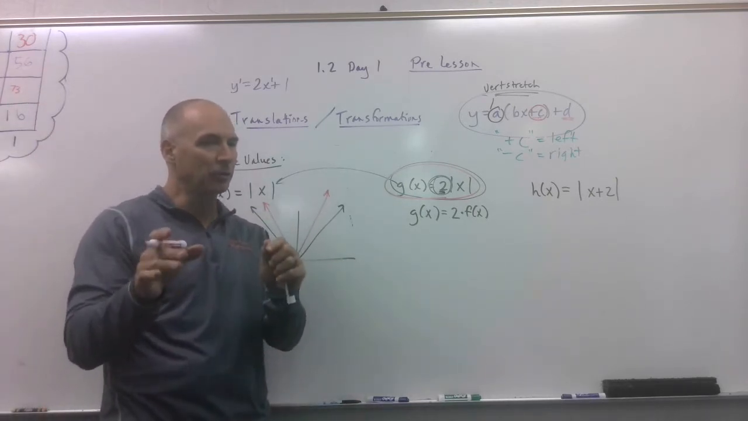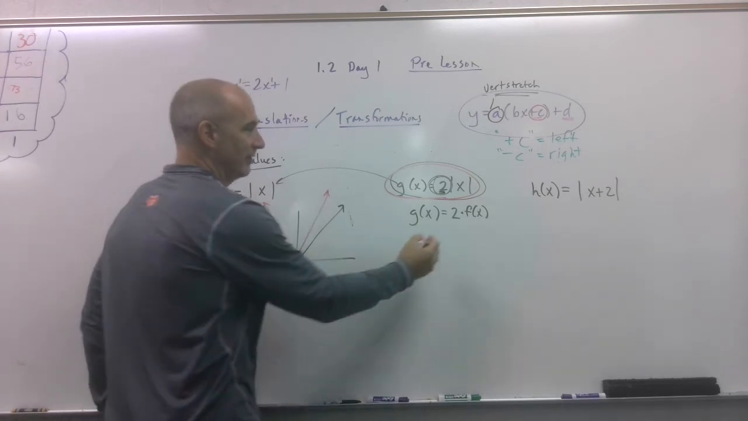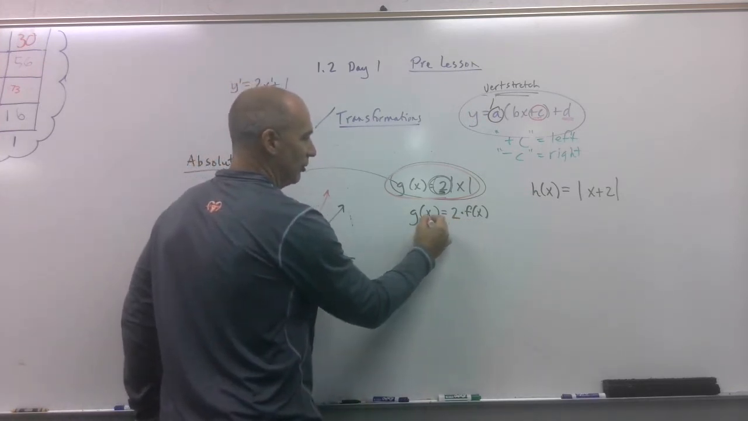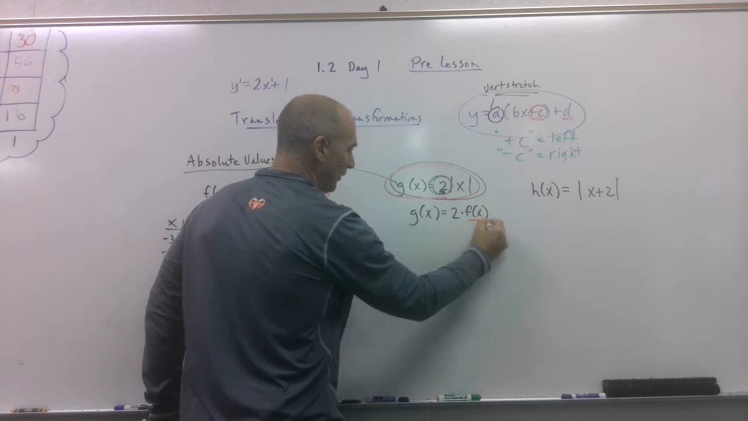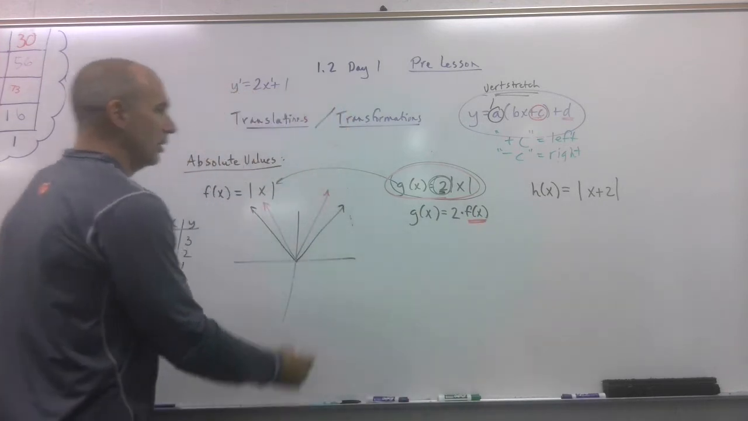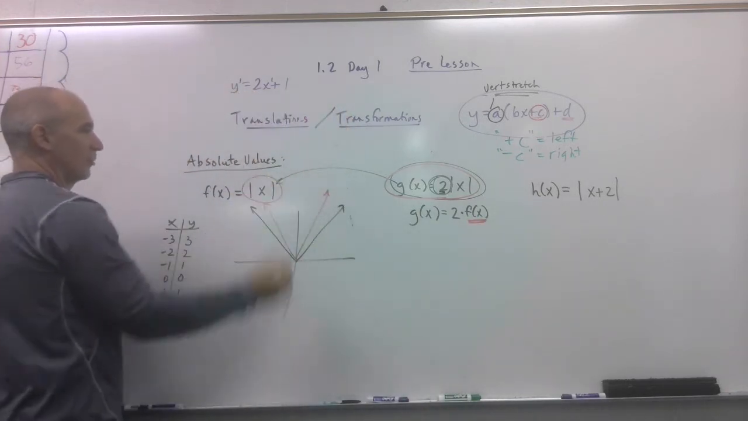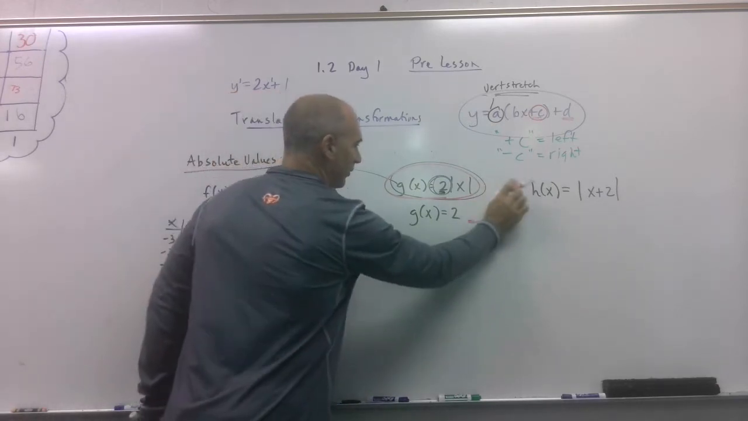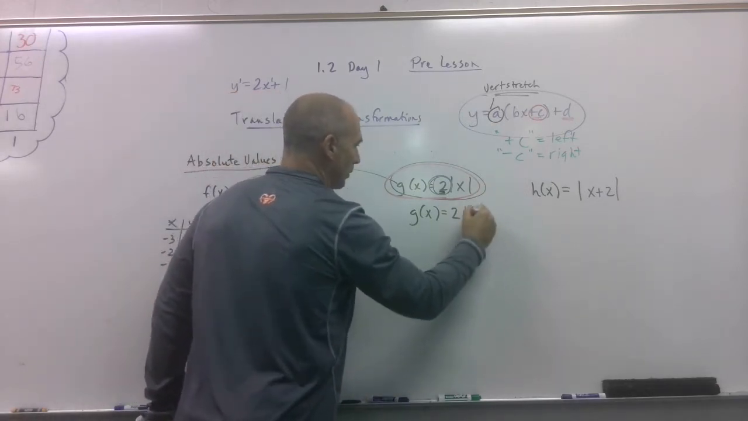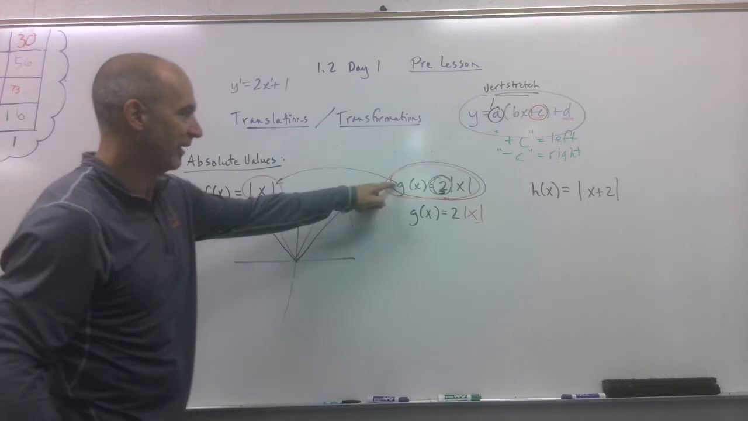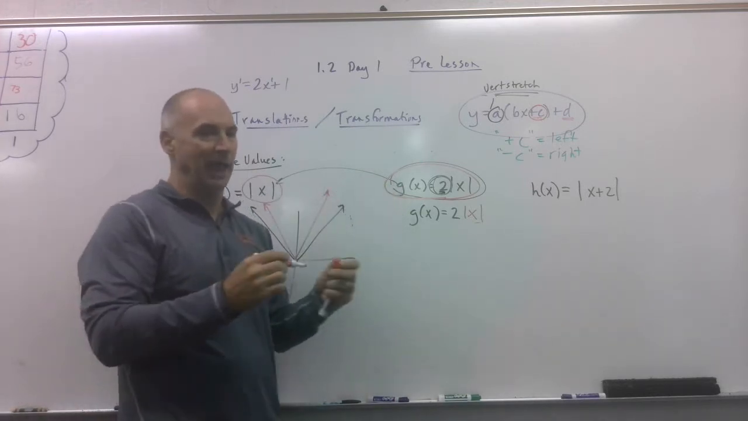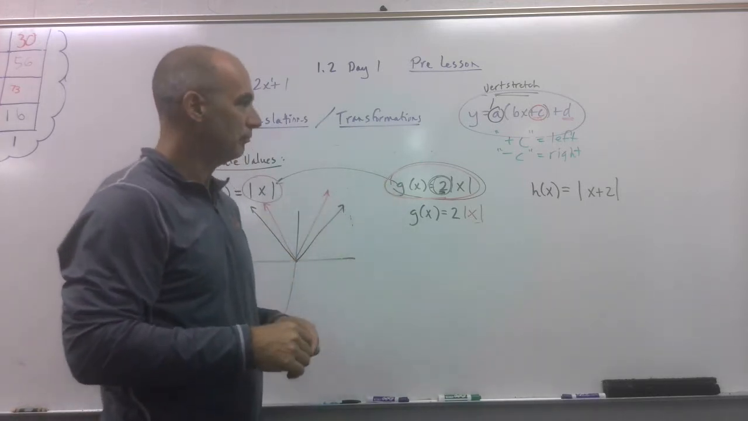Now the book gets a little funny. They write the same thing differently. This says g of x equals 2 times f of x. How confusing is that? Well, f of x is the same thing as the absolute value of x. So that's just a more difficult way of telling you the same thing. So be on your guard for that and just don't panic.